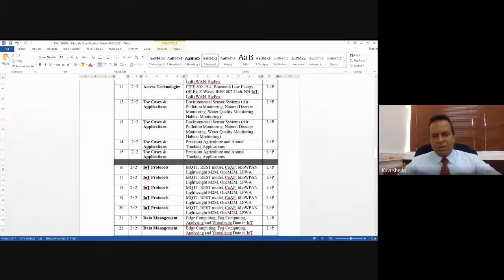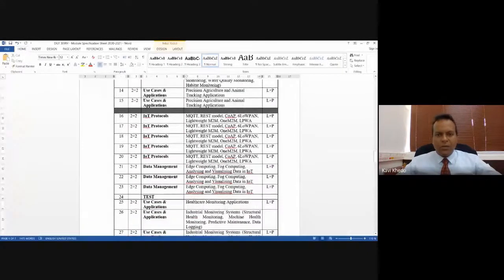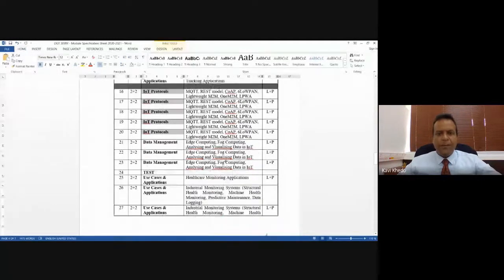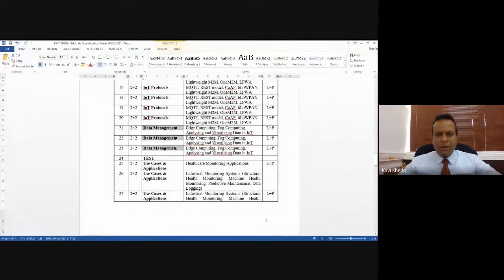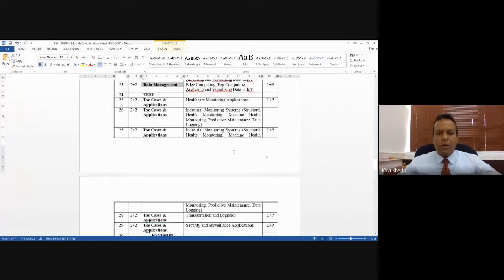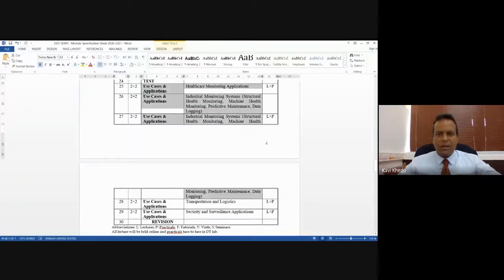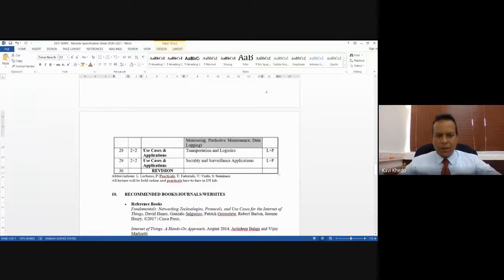Then semester 2, since it is a yearly module, we'll spend a number of weeks on the IoT protocols, the different protocols that are relevant for this module: MQTT, REST protocol, CoAP, 6LoWPAN. So these are important protocols that we are going to discuss at the beginning of next semester. We'll spend some time on data management in IoT, edge computing, and fog computing. And again, we are going to take a number of application areas next semester, including health monitoring, industrial monitoring systems, transportation, and security. So these are the different topics that will be covered.